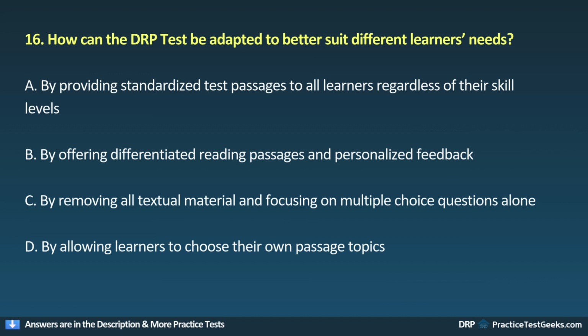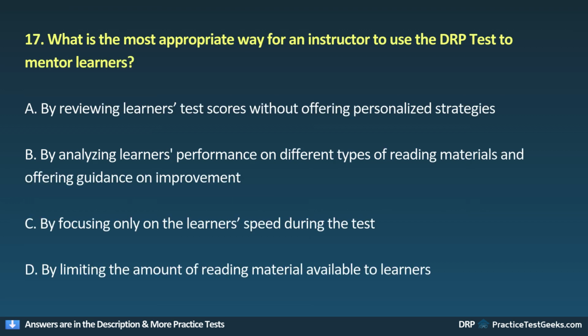A. By providing standardized test passages to all learners regardless of their skill levels. By offering differentiated reading passages and personalized feedback. C. By removing all textual material and focusing on multiple-choice questions alone. D. By allowing learners to choose their own passage topics.